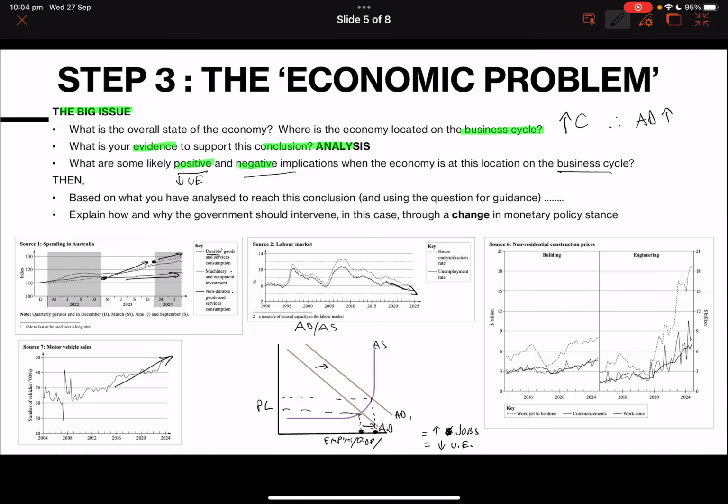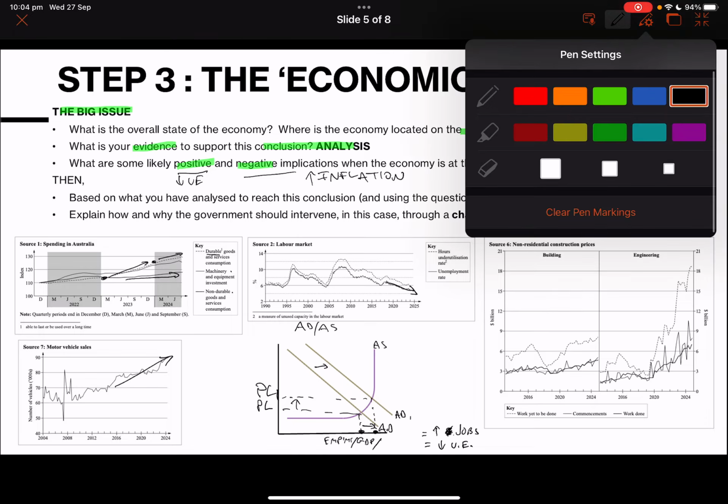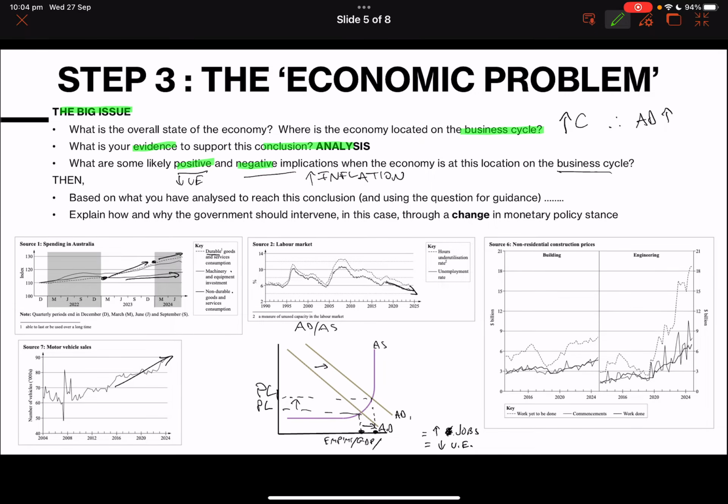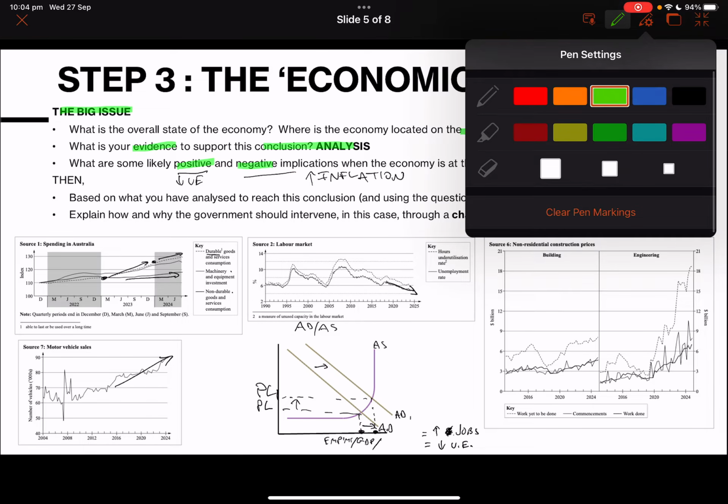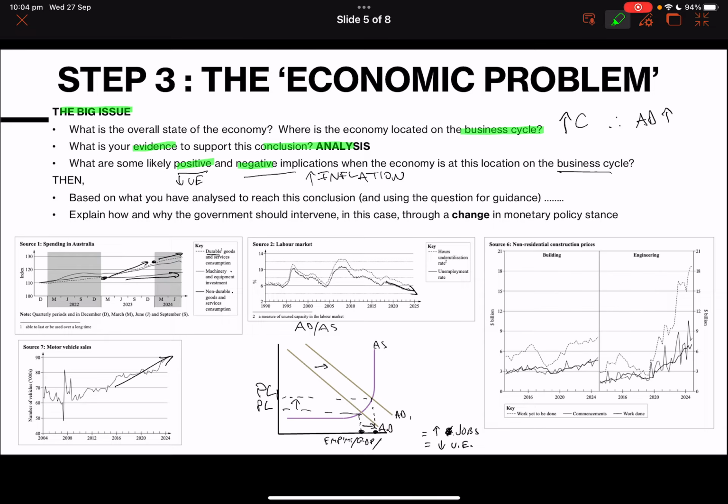Okay? But there are negative implications when the economy is at this location of the business cycle. And the most likely one here is PL1. The negative implication, back up to my notes here, is that we're starting to see inflation. Okay. And I actually know this from source 6. Source 6 highlights, I'll just go back to source 6 over here, that inflation is probably starting to happen.